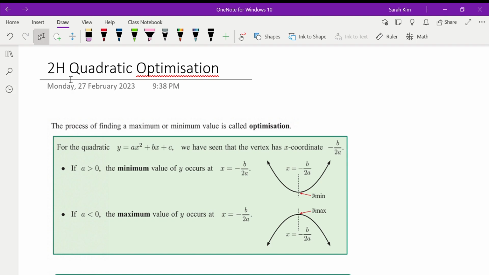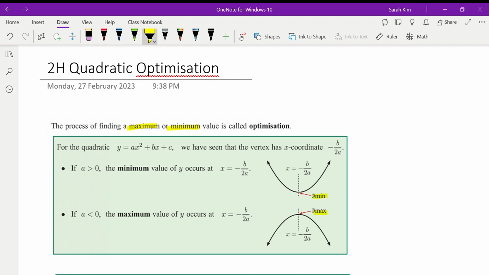So last one, quadratic optimization. The process of finding maximum or minimum value is called optimization. So we're optimizing a solution because it's either going to give you a minimum or a maximum depending on what sort of real life consideration we are looking for.